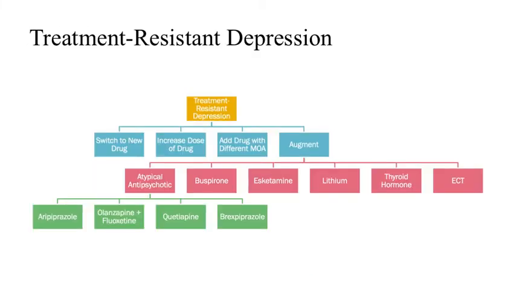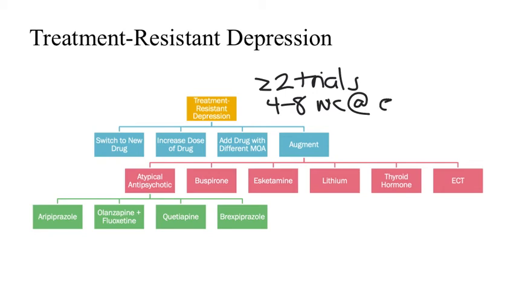Finally, in treatment-resistant depression, there are some other agents or options available for patients. By definition, treatment-resistant depression is depression that does not fully respond to at least 2 full therapeutic trials of drugs. A full therapeutic trial is considered 4 to 8 weeks at a therapeutic dose.